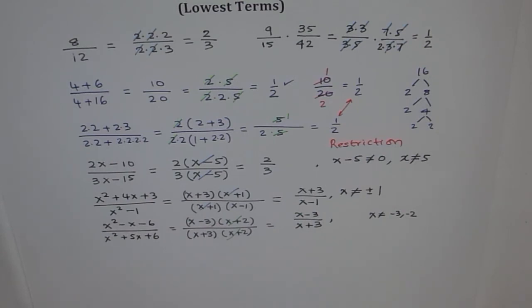I hope you understand the process of simplifying rational expressions to lowest terms. We have a worksheet on this, so you can do the worksheet as practice. Don't forget to write restrictions once you simplify. Okay? Thank you.